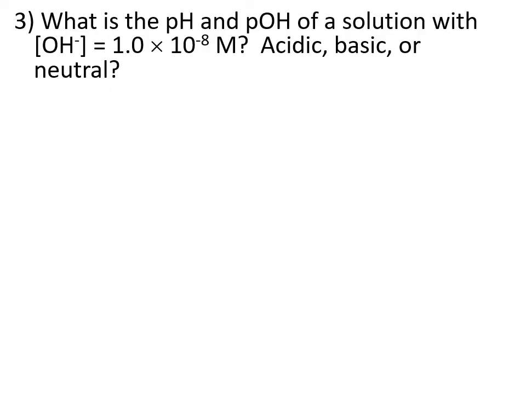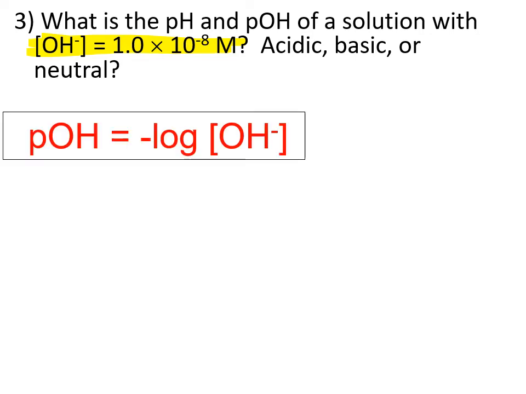Number 3, what's the pH and the pOH of a solution with an OH of 1 times 10 to the negative 8? And then is it acidic, basic, or neutral? So this time I gave you OH equals 1 times 10 to the negative 8. Looking at your formulas, that's going to go into this formula. Now, what happens with a lot of people is they see this number, they plug it in, and then they just assume that's the pH. You have to be extremely careful. This is OH right here. So that means it's going to give us the pOH, not the pH.